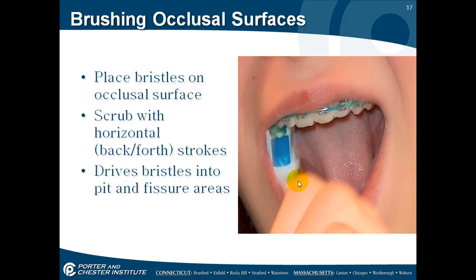Brushing the occlusal, or the biting surfaces. Place the bristles on the occlusal surface. Scrub with horizontal back and forth strokes. This drives the bristles into the pit and fissure areas.